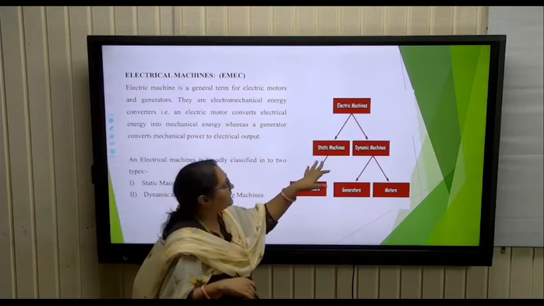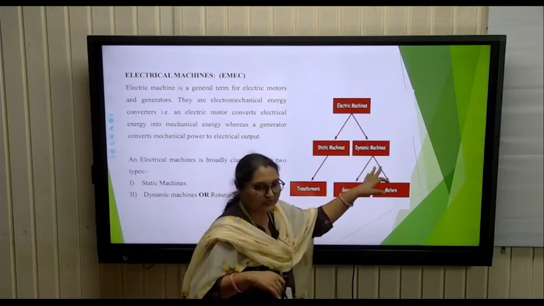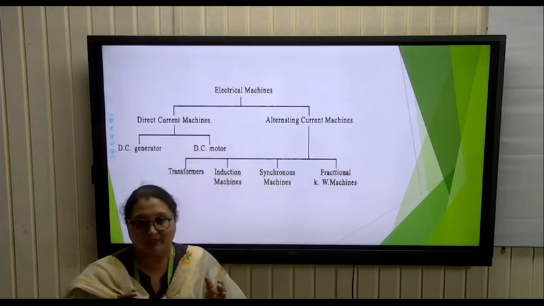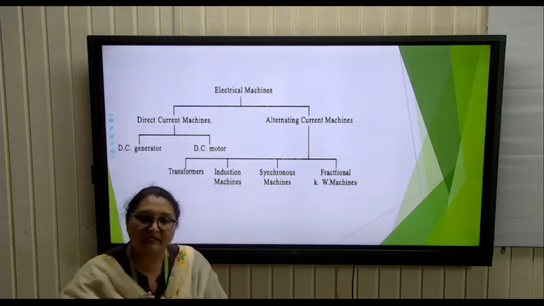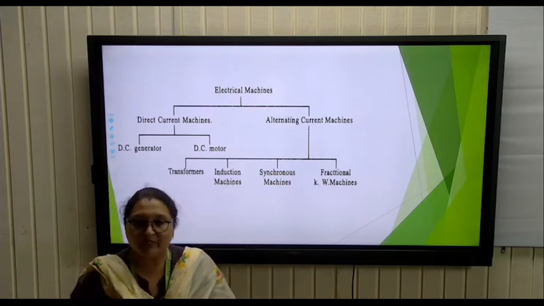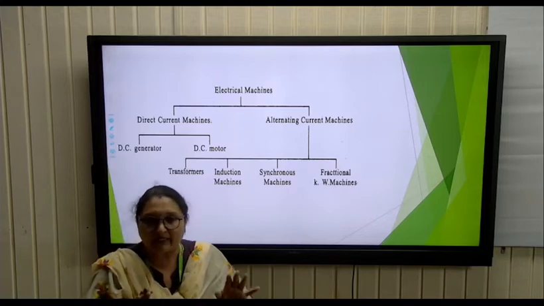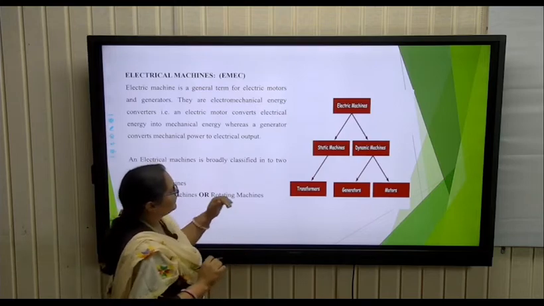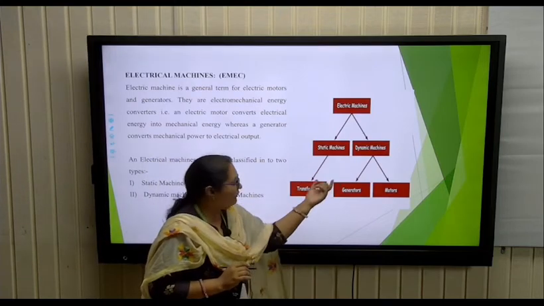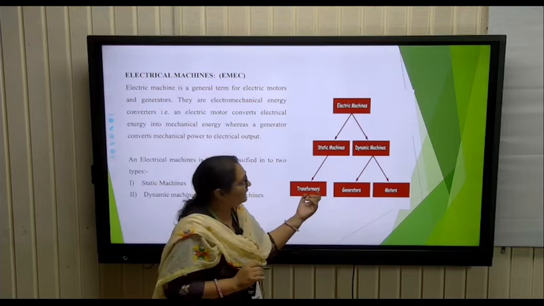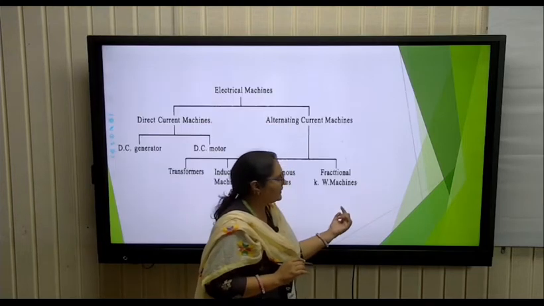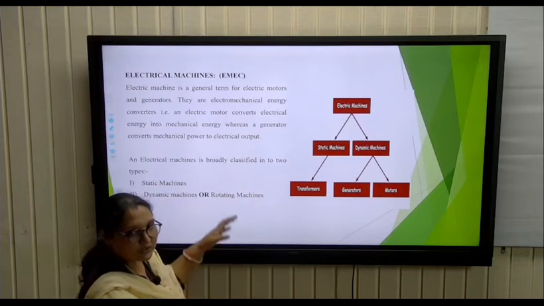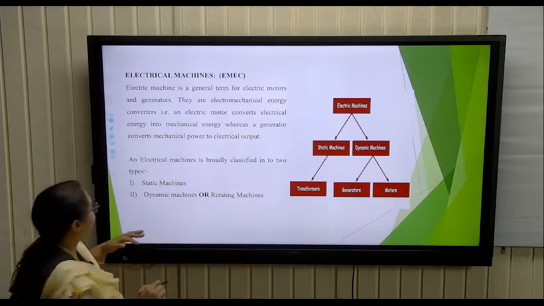Basically we have static machines and dynamic machines. This classification is based upon the parts of the machine, whether they are in static motion or in rotating motion. Static motion means there will be no rotating parts. It's a completely static machine. Further, under this static machine, we have the transformer, and in dynamic machines, we have the generator as well as the motor. Fine. So this is a broad classification.